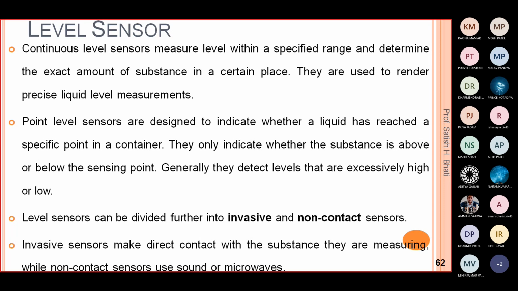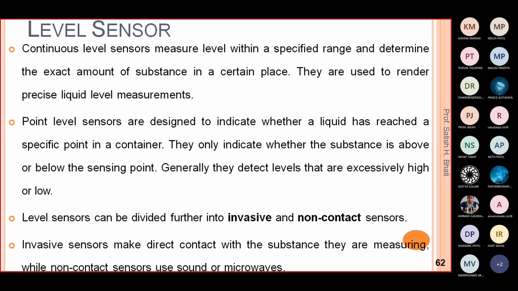Further, we can divide level sensors into invasive and non-contact types. For some level sensors, you have to put the sensor inside the material for which you want to measure the level. So the material will come in contact with your sensor. Those types are invasive. The second is the non-contact sensor, where you just need to place the sensor on the container or at some distance. From that it will tell you the level of the fluid or the material.